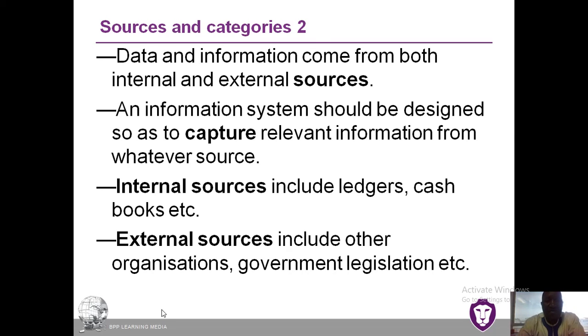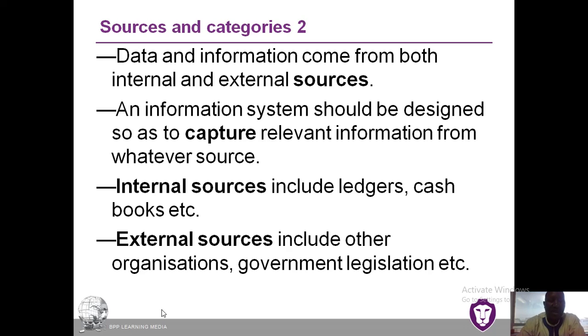Now, data and information come from both internal and external sources. Internal sources simply means you are generating data from within the organization. External sources means you are getting data from outside the organization. So some of the internal sources of data could be reports that you request from your workers, the ledger books, the cash book, the accounting reports, and everything like that. As long as it's generated from within the organization, we say the source of that information is an internal source.